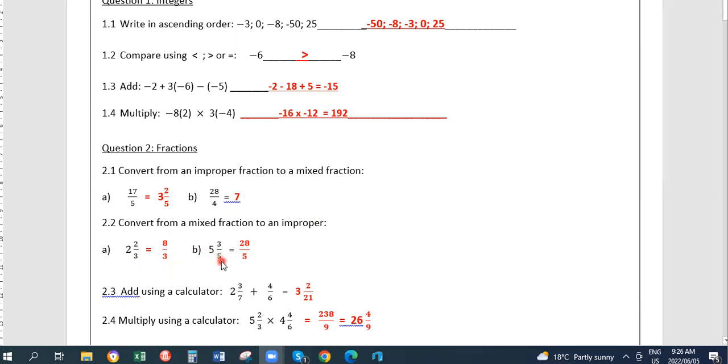Here, 5 times 5 is 25. 25 plus 3 is 28 over 5.